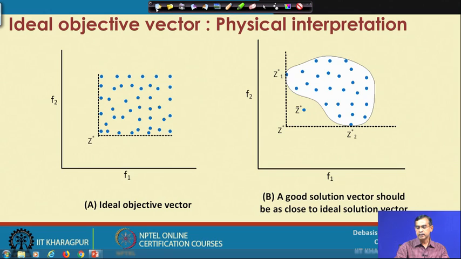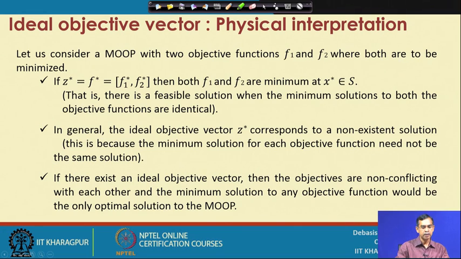So, while we are searching, if we find one solution which is not necessarily an ideal solution, but very close to the ideal solution, then this solution can be considered as a solution of our objectives. So, this is a desirable solution. A good solution vector should be as close as possible to the ideal solution vector. This is the interpretation that we can have from the concept of the ideal objective solution.